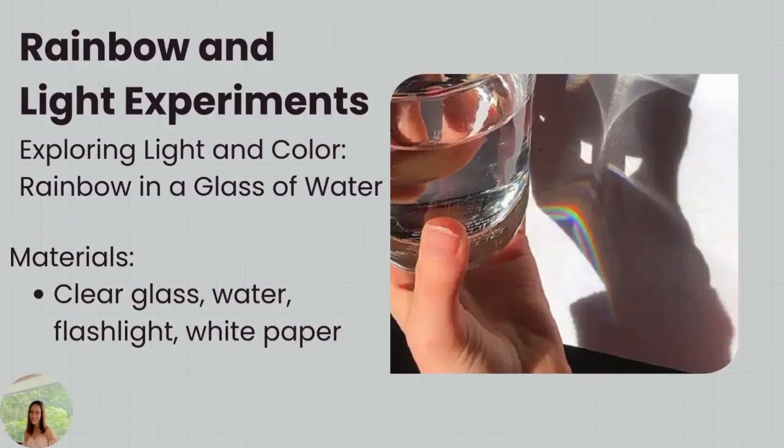Next is rainbow and light experiments. Exploring light and color: rainbow in a glass of water. Teaching preschool science through rainbows and lights can be an exciting way to explore the world of color and light. So here is what you need: a clear glass, water, a flashlight, and a piece of white paper. How to do it?